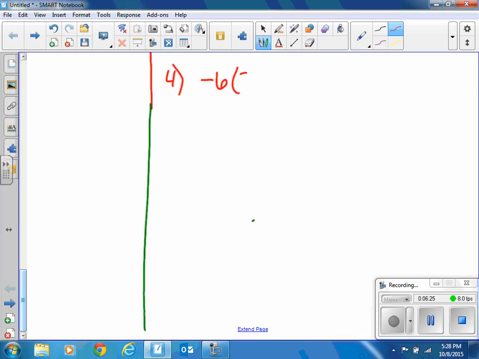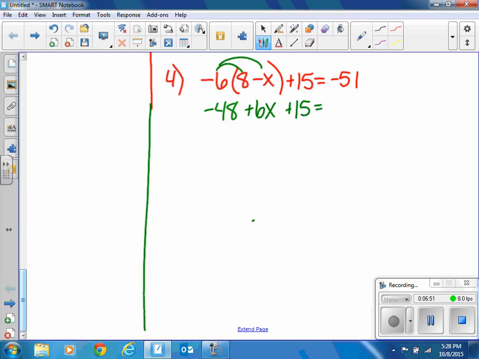Negative 6 times 8 minus x. Sorry, let me fix that a little bit so it's not looking messy. Negative 6 times 8 minus x, plus 15, is equal to negative 51. First step, just like it said in our notes, we have to distribute. Negative 6 times 8 is negative 48. Negative 6 times a negative x is a positive 6x. And then this 15 comes along, and that's equal to negative 51.